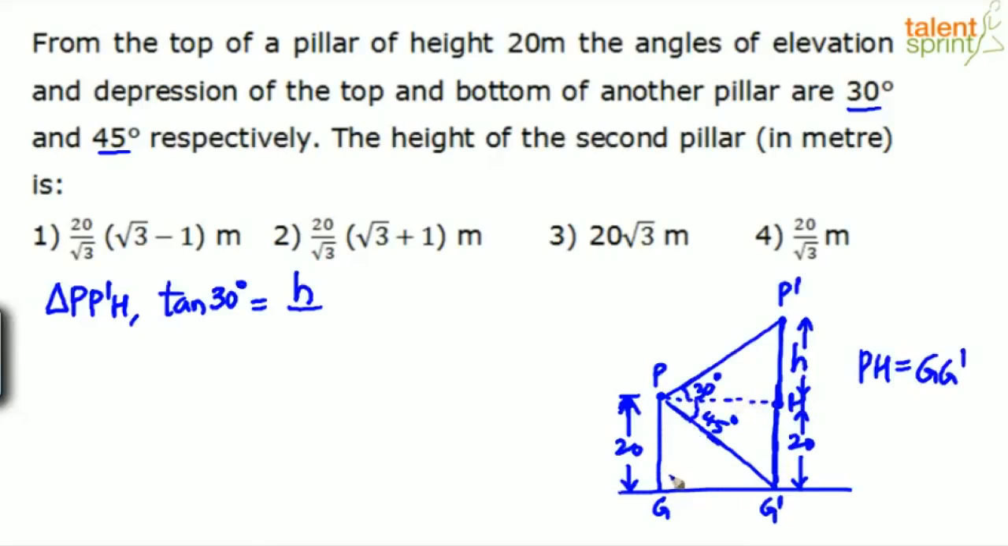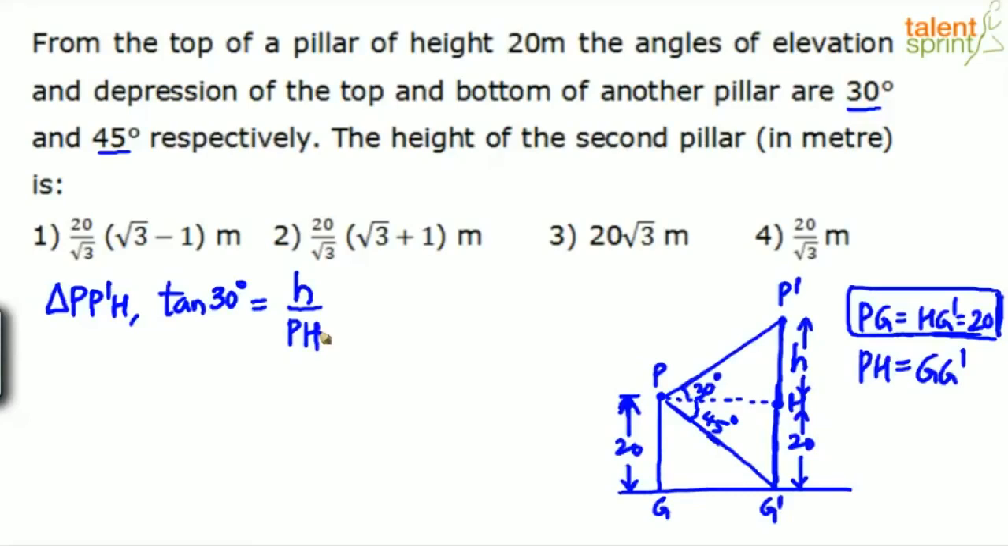Because these are parallel, like we said, PG is equal to HG dash is equal to 20. This is one point which you've already noted. The second point is PH will be equal to GG dash, because this is like a rectangle. If you observe, this is like a rectangle, so opposite sides have to be equal. So let us say tan 30 equals this height h by PH. Getting it? Tan 30, this angle, is equal to the opposite side h divided by PH.